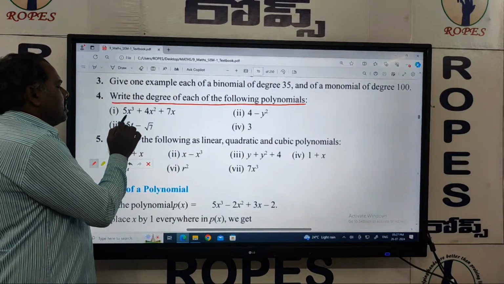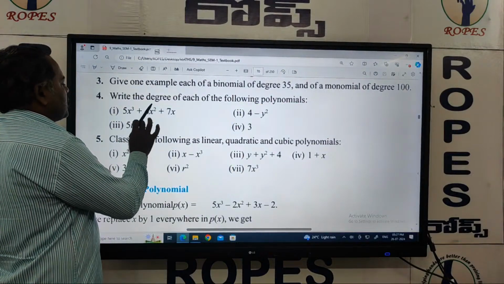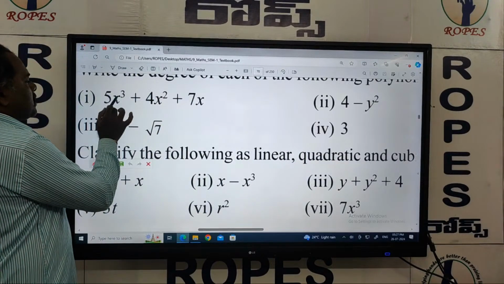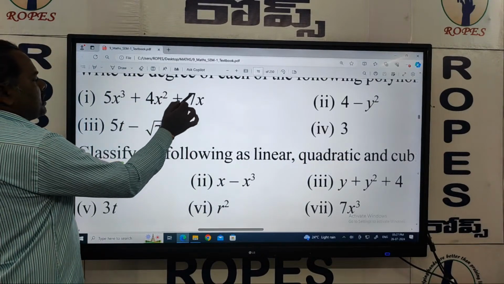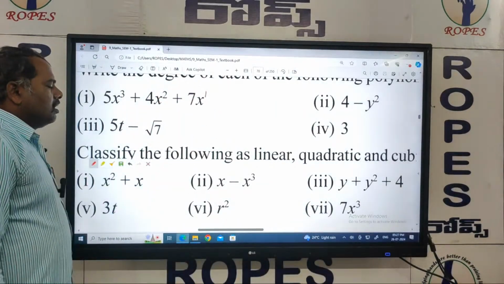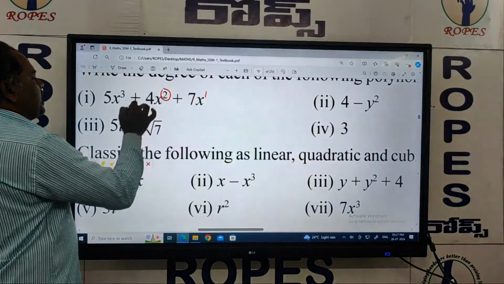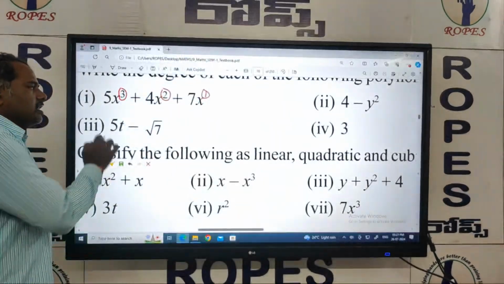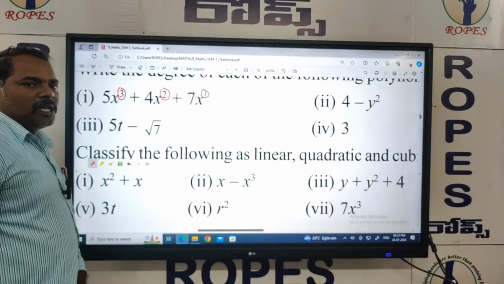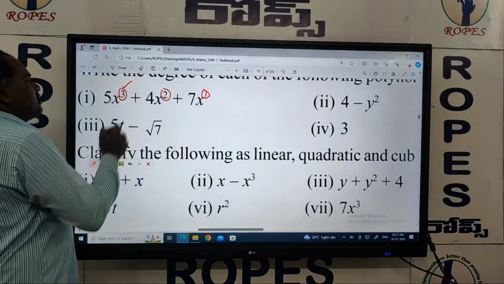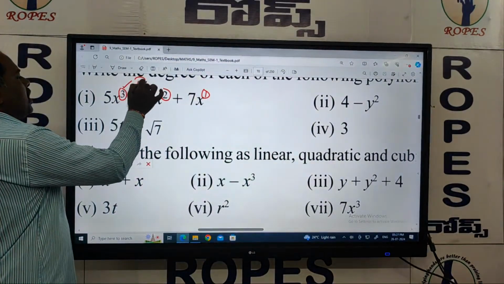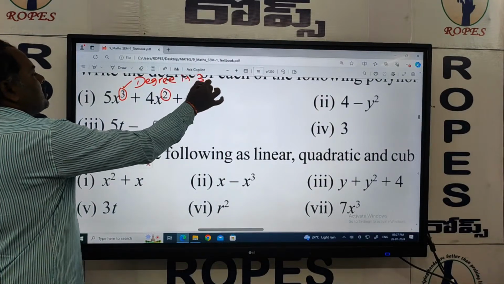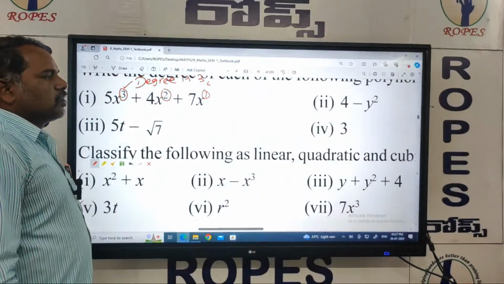Now we'll observe this. Here it is 5x cube plus 4x square plus 7x. So for this term the degree is 2, for this term degree 3, for this term degree 1. So in these three terms, in this trinomial, the highest degree is 3. So the degree of this polynomial is 3, because the highest exponent is 3.